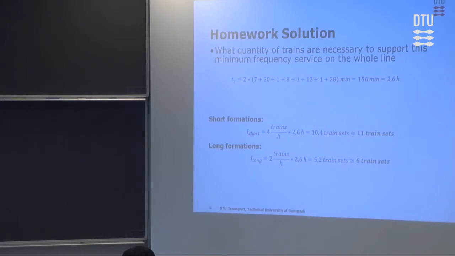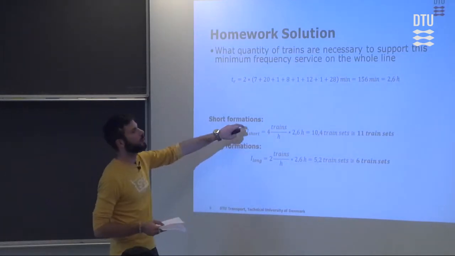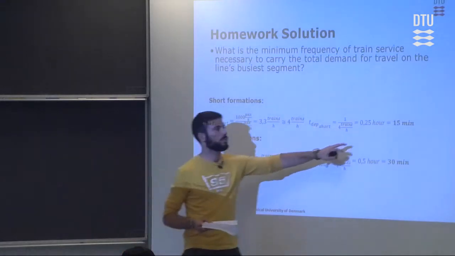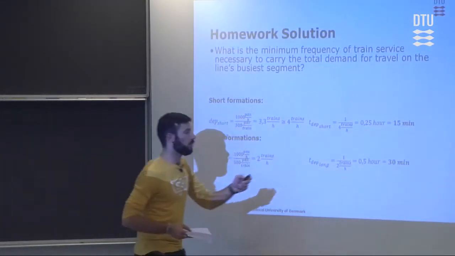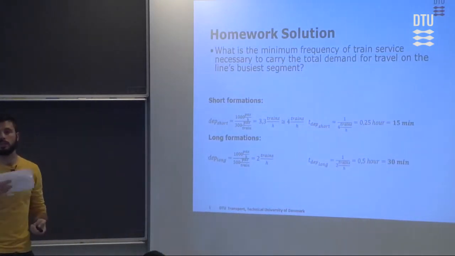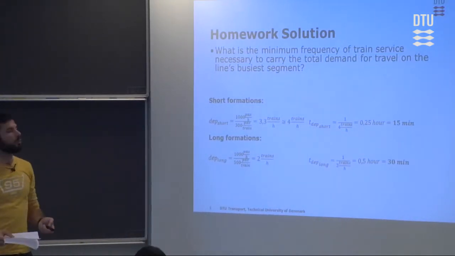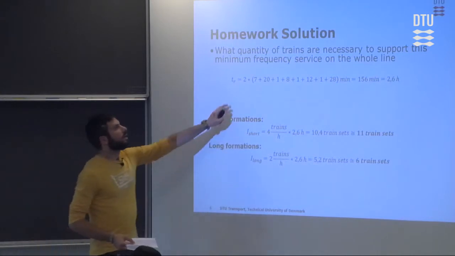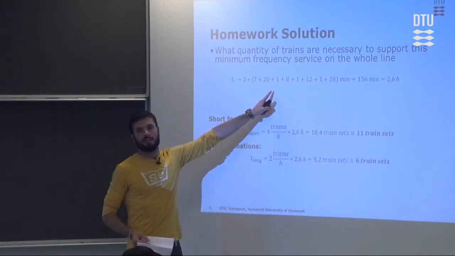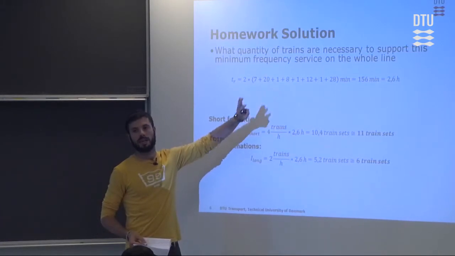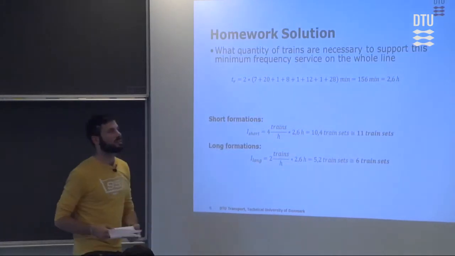Then we need to calculate the rolling stock needed to run this service. If we are having, in the short formation case, 4 trains running every hour, how long does it take for a train to go back and forth from one point to the other? Here is another point where many people had mistakes. The calculation of time and the distance that the trains are covering.